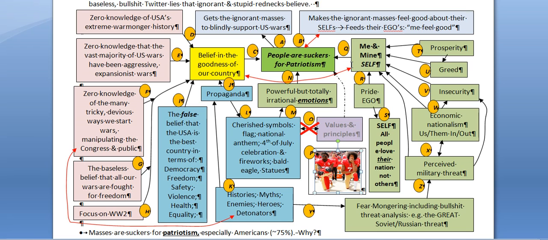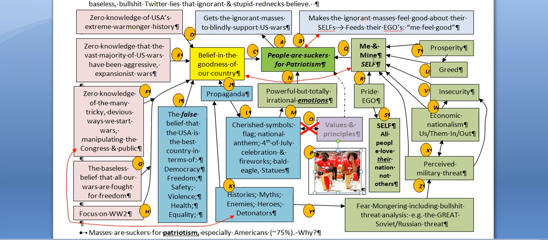All right. So now another factor that gets people to be suckers for patriotism is me and mine and self. All right. And I'm saying all these are bullshit. Symbols are bullshit. False belief that we're number one. We're not number one. False belief in the goodness of our wars is shit. All except for about a half dozen are justifiable. One war was absolutely good.